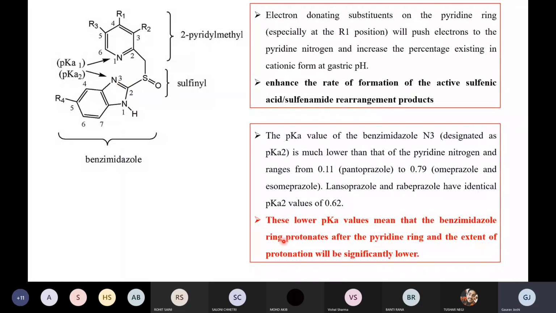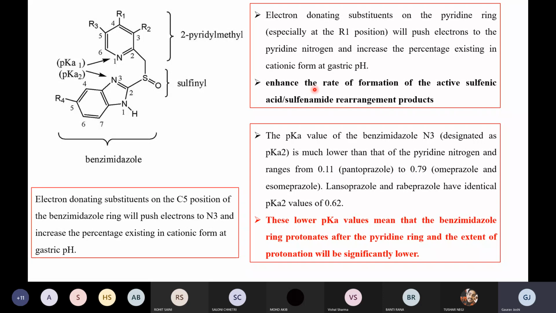So now this lower pKa value means that the benzimidazole ring protonates after the pyridine ring, right? So this is the important thing. This benzimidazole is actually protonating after the monocation has been formed at this site, right, to form the dication, right? So this is the basic utility of the pKa1 and pKa2, right? So this is the thing.